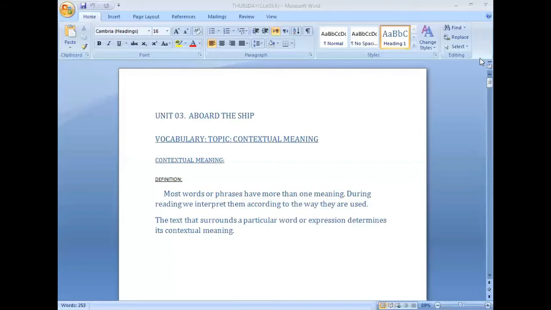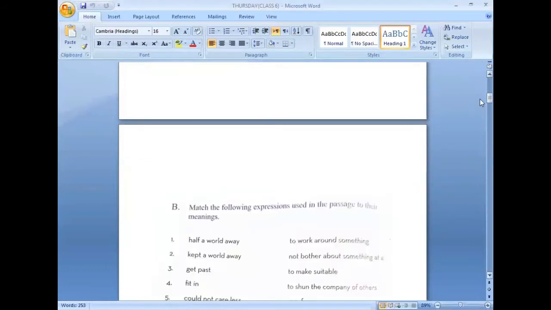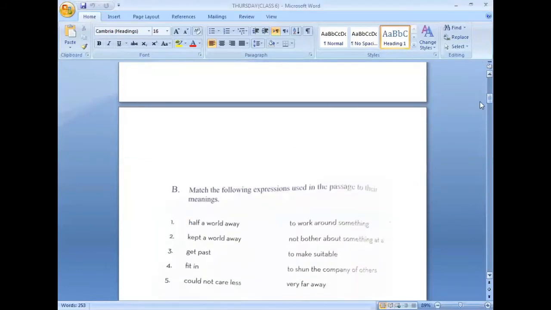Now you open your course books to page number 40, and there is an exercise B. Match the following expressions used in the passage to their meanings. Here there are different phrases or expressions and you have to match them according to their meaning. Most of the phrases which are written here, we have already studied in our unit about the ship. So number one is half the world away.